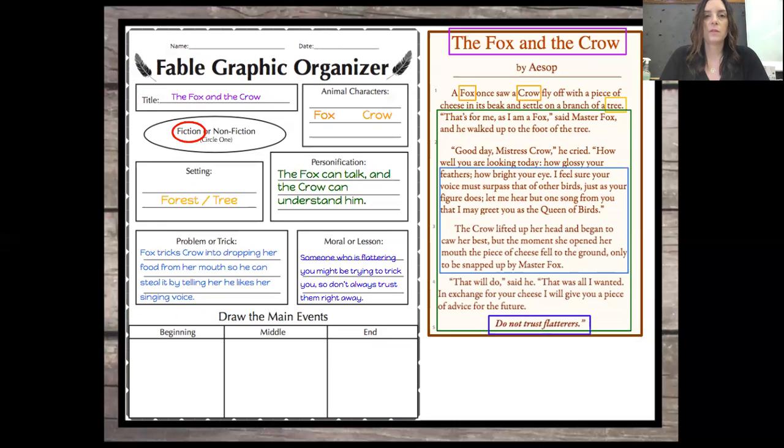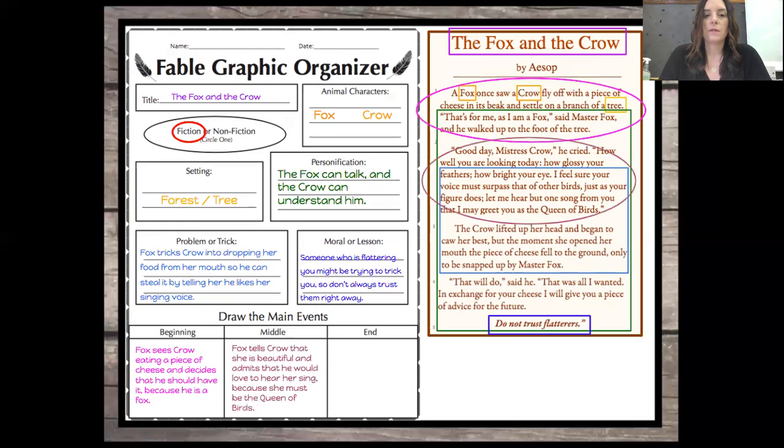And then the last part of this organizer, it's to draw the main events. I'm going to write them in for you because it's kind of hard to draw on my computer. So the beginning of the story, the fox sees the crow eating a piece of cheese and decides that he should have it because he's a fox. In the middle of the story, the fox tells the crow that she's beautiful and admits that he would love to hear her sing because she must be the queen of birds. So he's really flattering her.